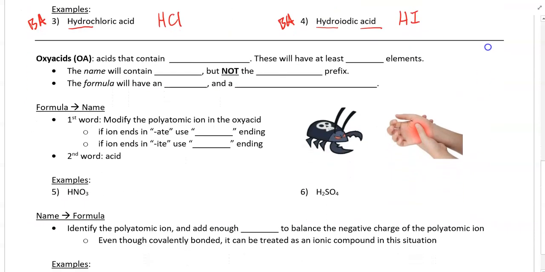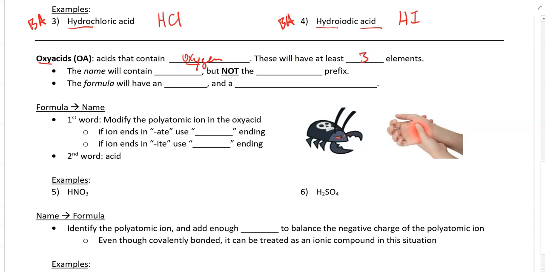Let's see how oxyacids work. Now, oxyacids are a little bit more involved. And once again, there's going to be some comparison between oxy and binary. But first, let's go ahead and define some of the particulars. First of all, acids that contain oxygen. That kind of helps because oxyacids contain oxygen. Now, this is one of those things where there are a lot of varieties that don't have oxygen, but broadly speaking, yeah, it's going to have oxygen in it. We'll see some examples later on. These will have at least 3 elements.